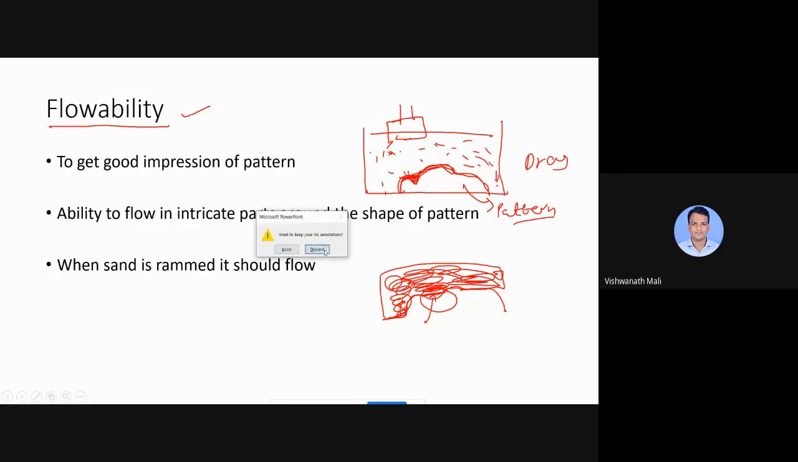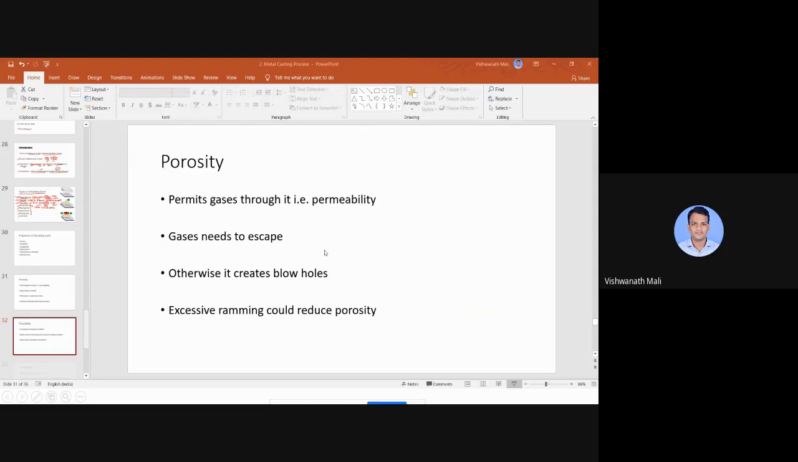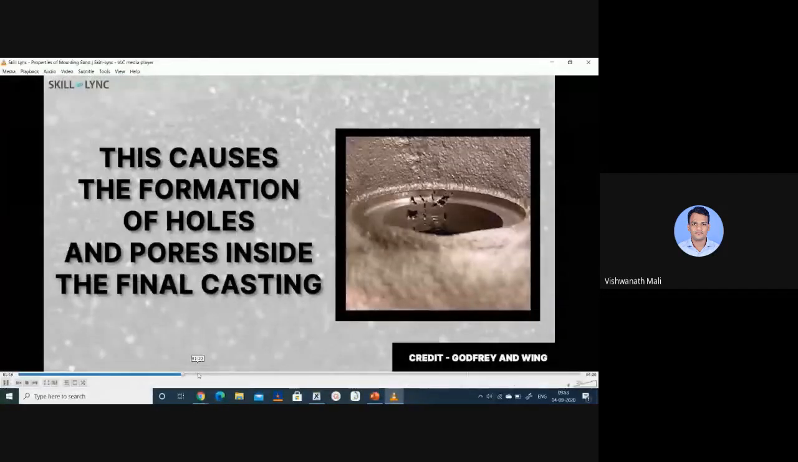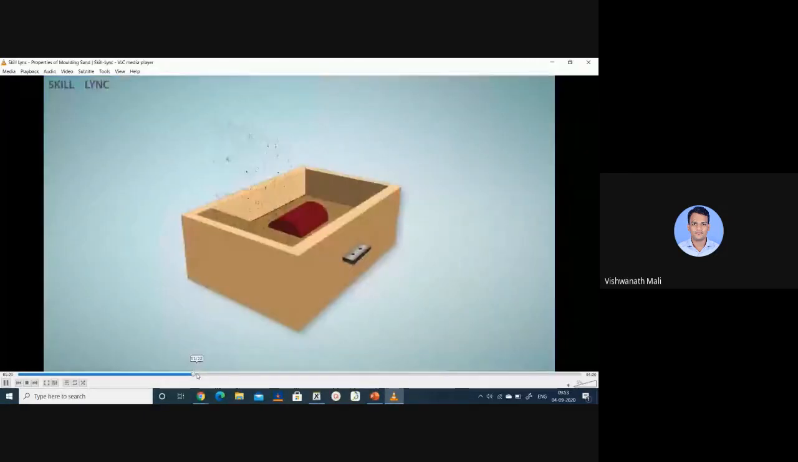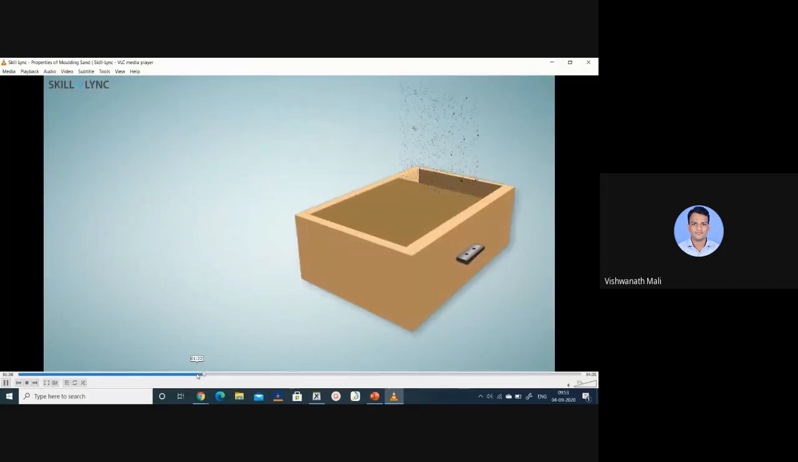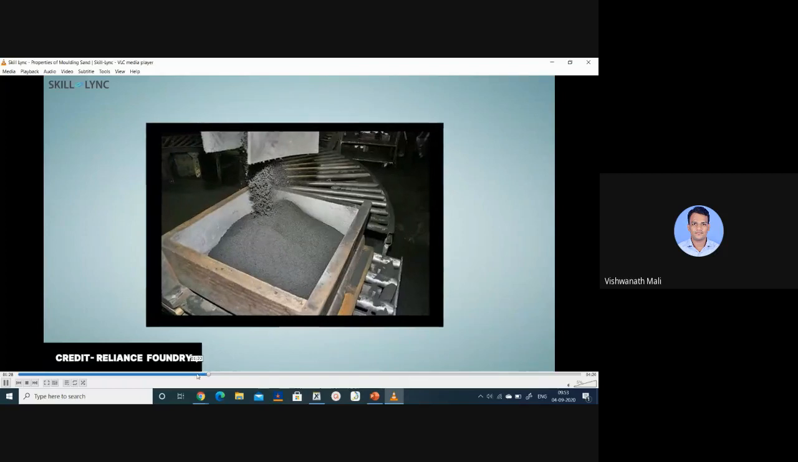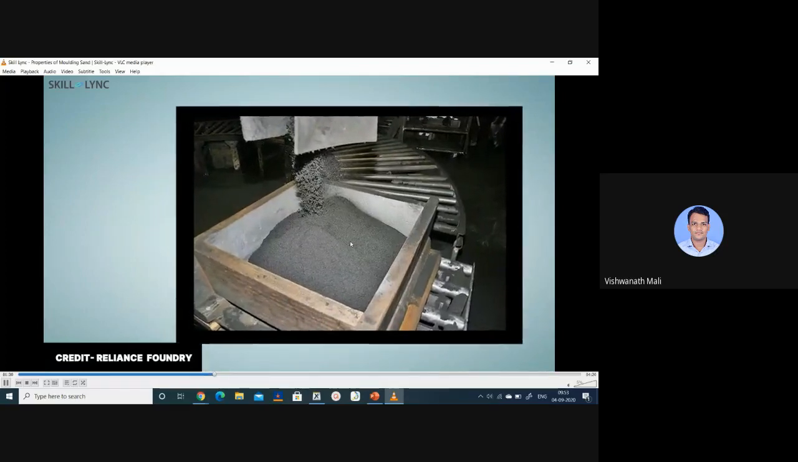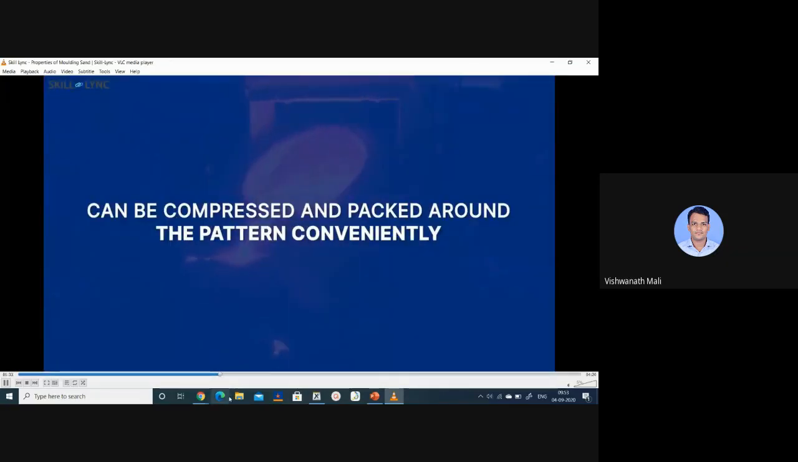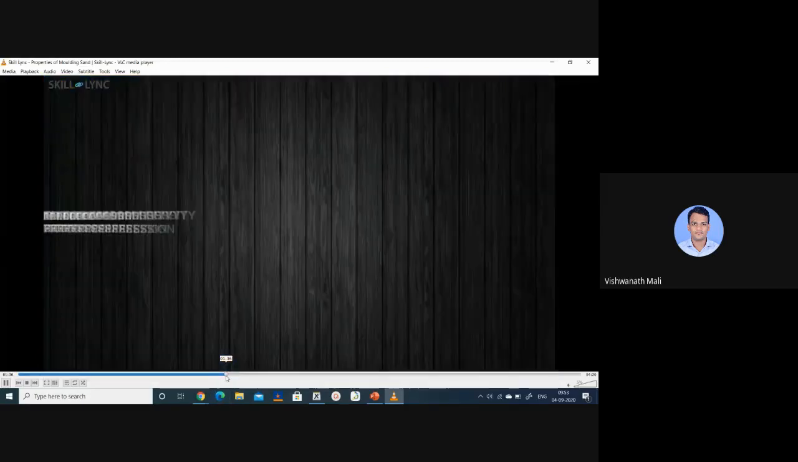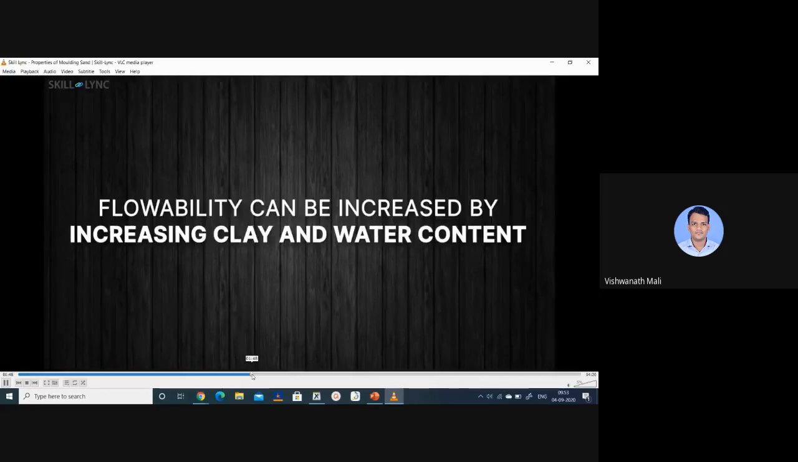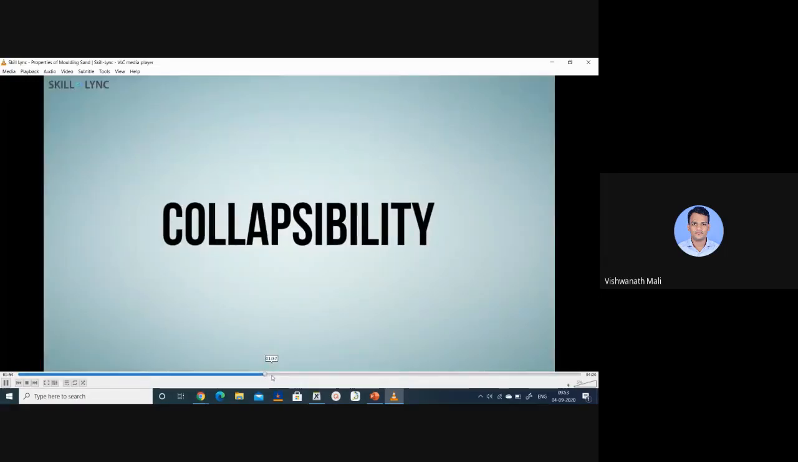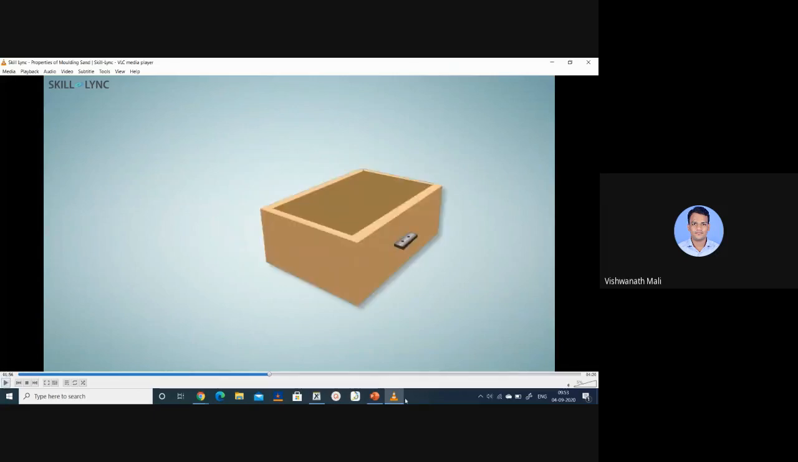See the video. So this is the blowholes. Then the next property is flowability. So what is flowability? When we are pouring the molding sand and when we are ramming, it should go throughout this pattern. So here I think there is no diagram.